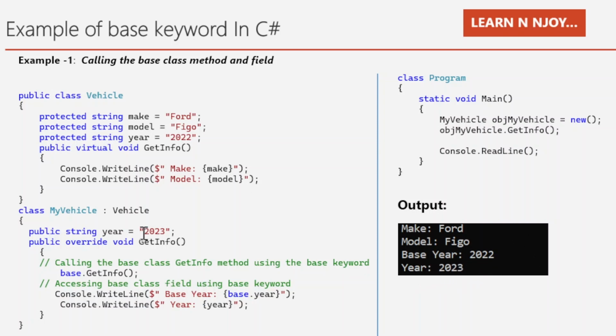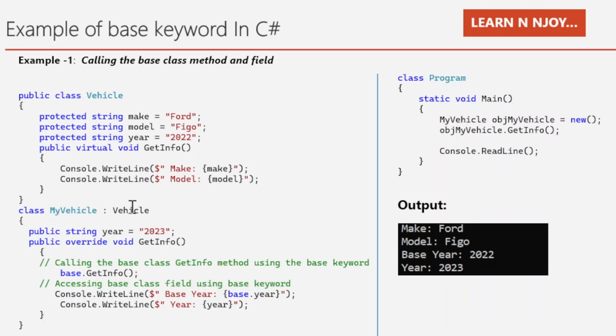Okay, so with the help of this base keyword we are able to access the base class method, and that's what I have called, this get info, and this method got invoked. And also we are going to access this field. So what I have accessed is this year field which is defined in this vehicle class, which is nothing but the parent class of this my vehicle.